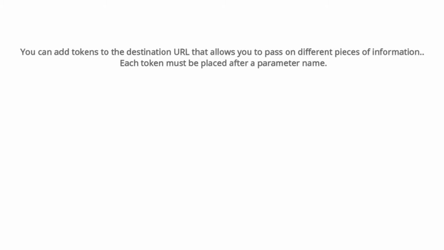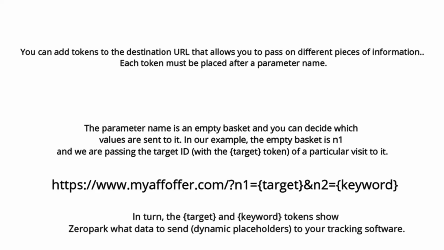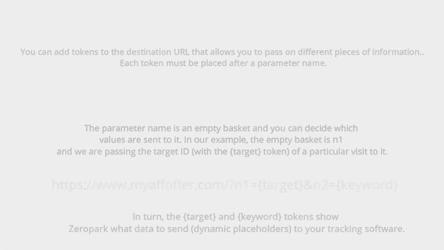Each token must be placed at a parameter name. The parameter name is an empty basket. You can decide which values are sent to it. So in our example, the empty basket is N1, and we're passing the target ID with the target token of a particular visit to it. The parameter names show your tracking software what kind of data you're sending. In turn, the target token and the keyword tokens show Zeropark what data to send in those dynamic placeholders. And that is going to be represented in your tracking software.